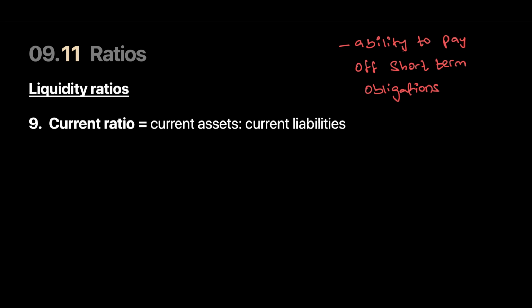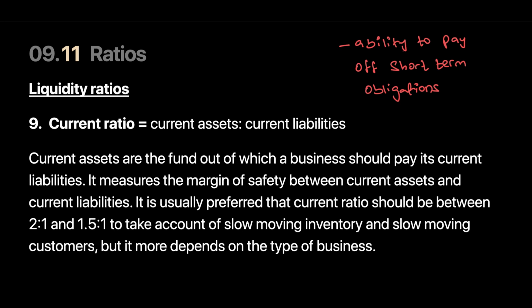So the first ratio that we should use is called the current ratio. Current ratio compares the number of current assets the firm has versus the current liabilities. So, current assets versus current liabilities should give you an indication about how much current assets the firm has at the moment to pay off its current liabilities. So we can say that current assets are the funds out of which a business should pay off its current liabilities. We would want this ratio to be somewhere around 2:1, and that's an ideal number.